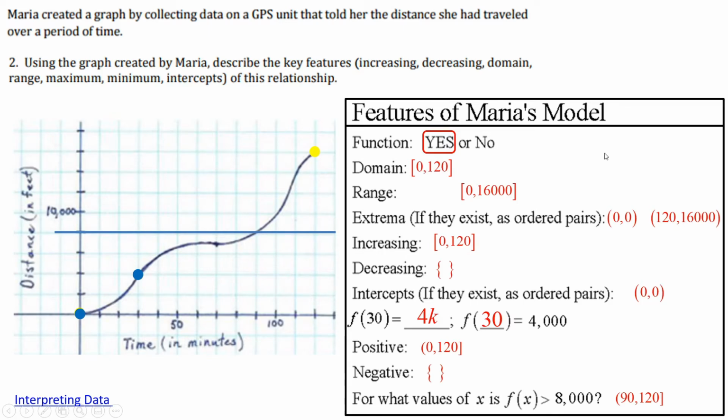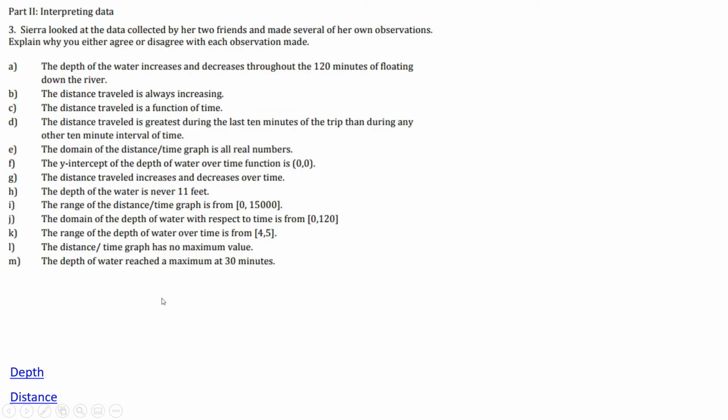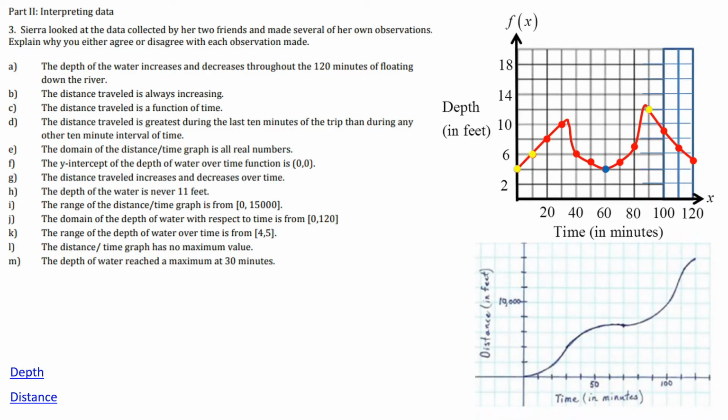All right, hope you're starting to pick this up. All right, number 3, this is part 2, interpreting data. Number 3, Sierra looked at the data collected by her two friends. So we have Alonso's graph, and actually Alonso created a table, and then we converted that table to a graph, and then this is Maria's graph right here. Anyway, so Sierra looked at the data collected by her two friends and made several of her own observations. Explain why you either agree or disagree with each observation made.